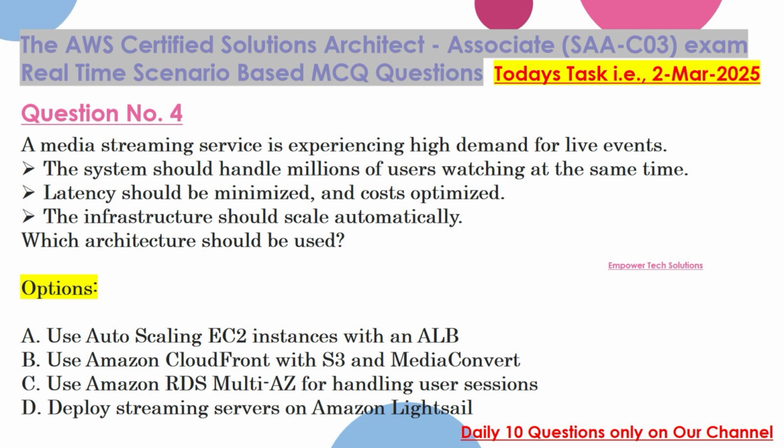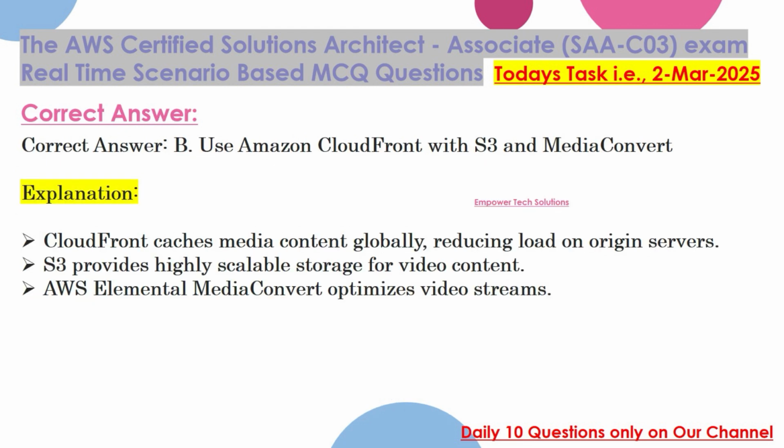Options: A. Use auto-scaling EC2 instances with an ALB. B. Use Amazon CloudFront with S3 and MediaConvert. C. Use Amazon RDS multi-AZ for handling user sessions. D. Deploy streaming servers on Amazon Lightsail. Correct answer: B. Use Amazon CloudFront with S3 and MediaConvert.